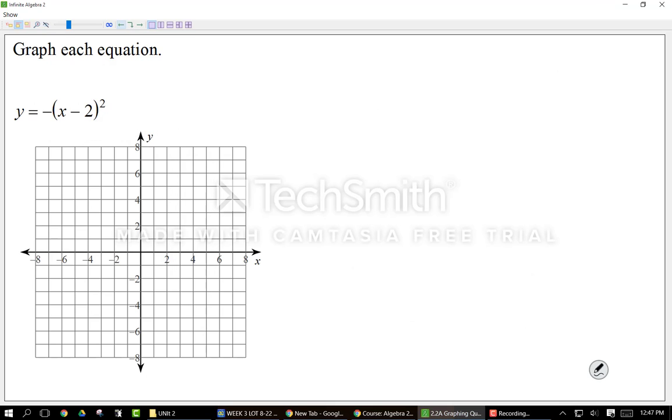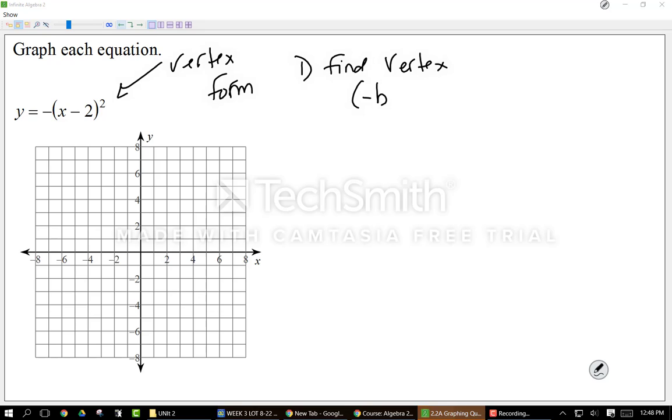Okay, let's look at this particular equation. First I need to find the vertex. Because this is in vertex form, it's really easy to find the vertex. Remember, the vertex was the opposite of B, comma, C. So here is my B value. The opposite of B is 2. The C value that's out here, it doesn't look like there is any, but there is. It's a 0. So when I graph that, I get 2 zeros. So my vertex is right on the x-axis.